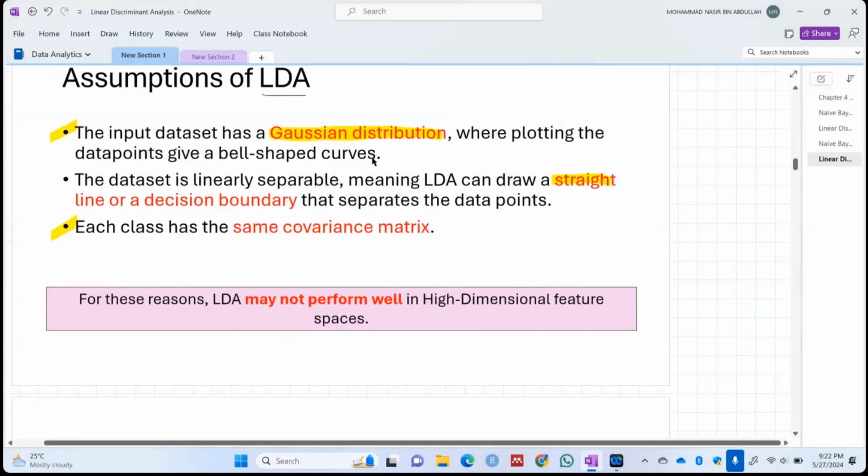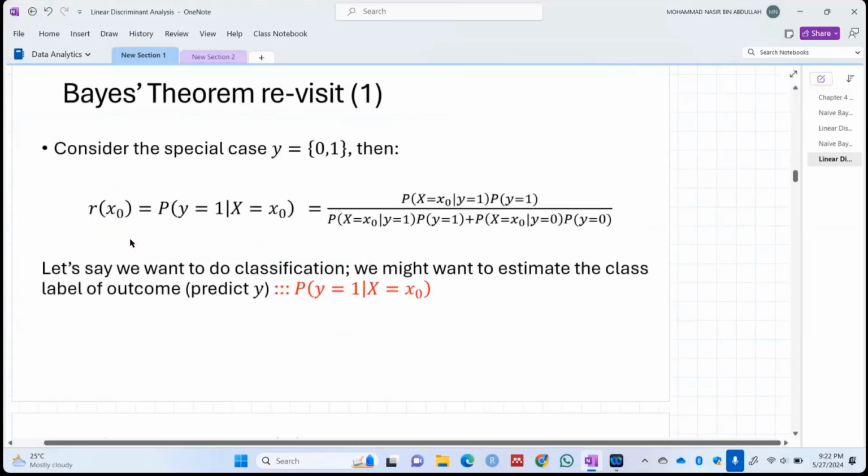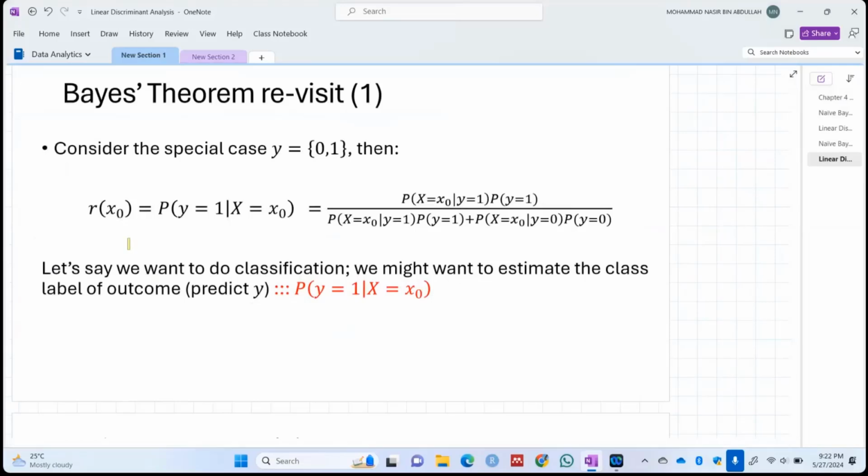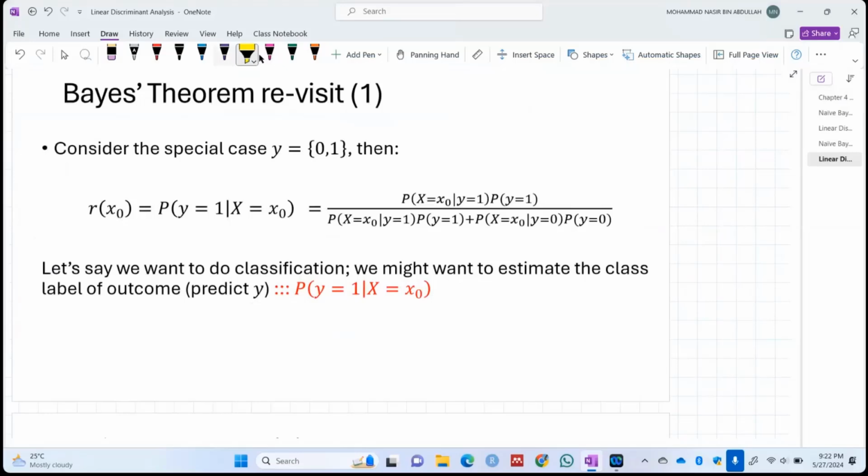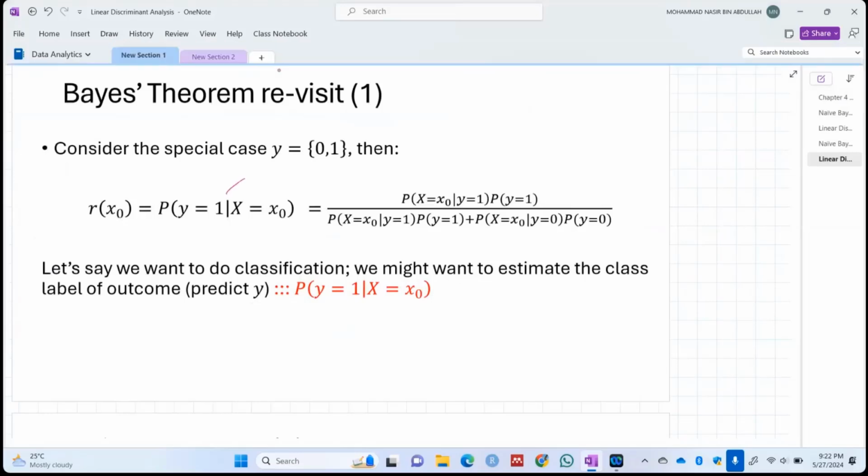First, we assume the independent variables come from a normal distribution, and each class should have an equal variance, right? So, as I said, linear discriminant analysis is based on Bayes theorem. So we already learned Bayes theorem just now. So this is what we call the posterior probability.